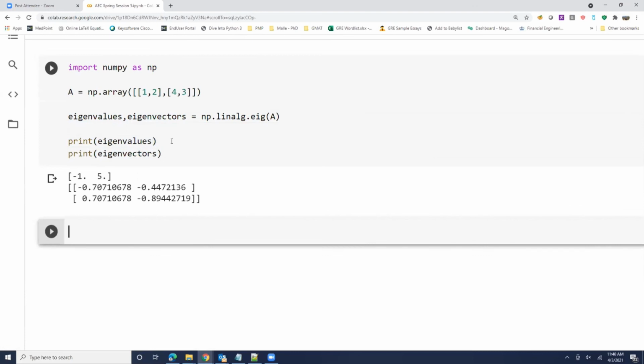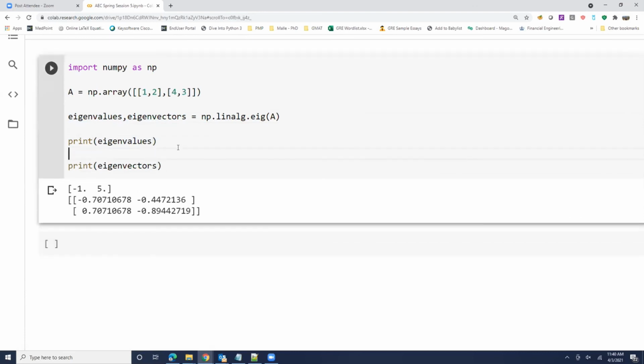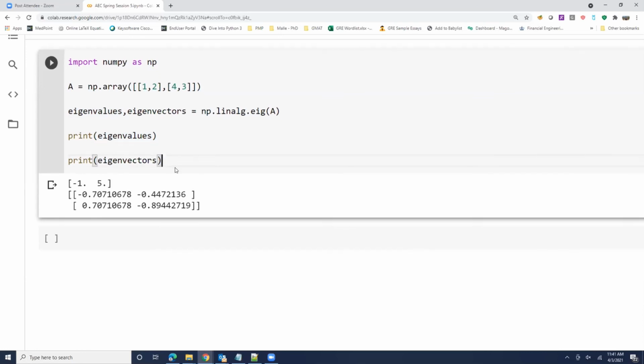So this is what we calculated previously. The eigenvalues are -1 and 5. That's what we had gotten also, right? In our calculation by hand. Did we get that? 5 and -1. Yeah. Just eigenvalues.